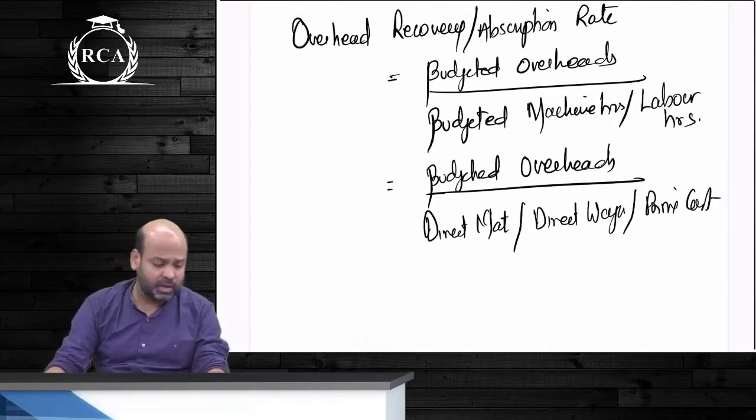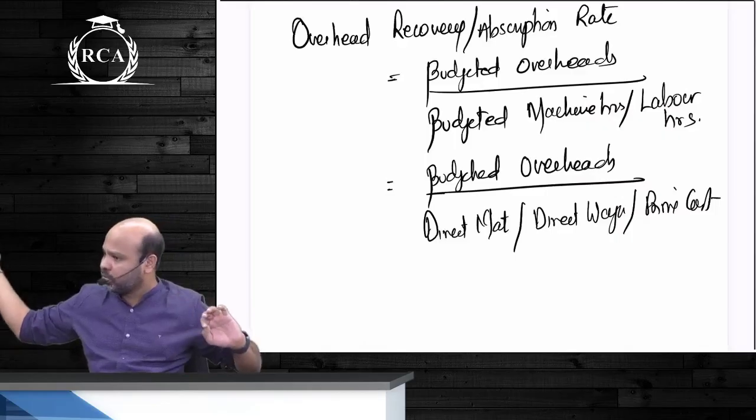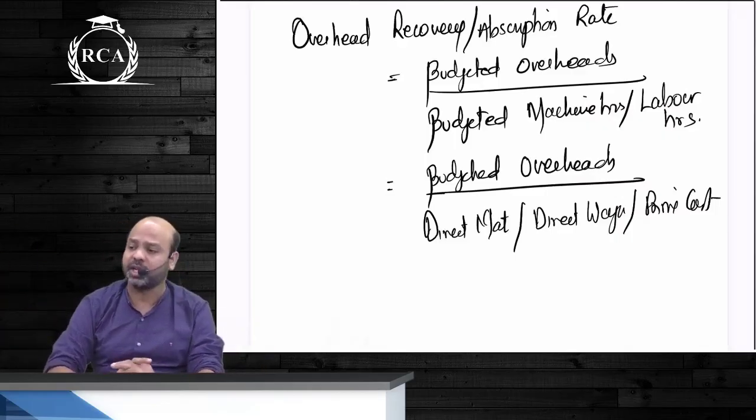There can be one question in which they will ask us to absorb overheads on all the bases that you know. So we will not restrict ourselves only to machine hours or labor hours. We are going to absorb overheads as a percentage of direct material cost, direct wages, or as a percentage of prime cost also, though it is not appropriate.